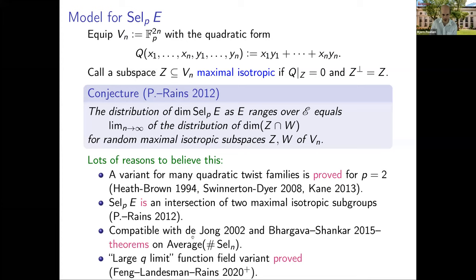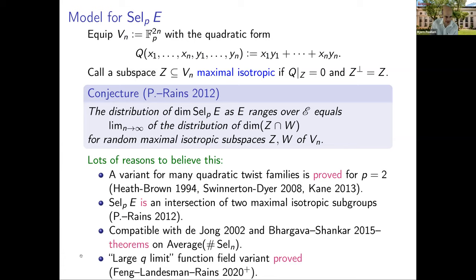First, Johan de Jong proved a result in the function field case for the three Selmer group, for the average size, the number of elements, in the three Selmer group for a global function field. And then Bhargava and Shankar proved a series of results for elliptic curves over Q for the two Selmer group, the three Selmer group, and for the four Selmer group and five Selmer group. And in all cases, this is compatible. Well, I guess maybe not for four because four is not a prime, but at least for as much as it's compatible, it's as compatible as it could be with this. Everything looks right.